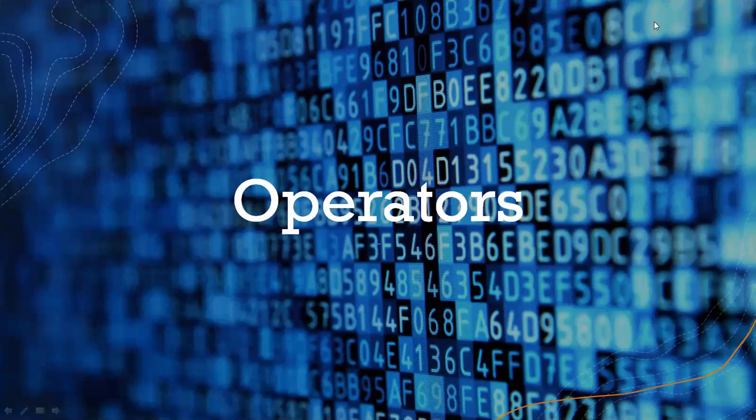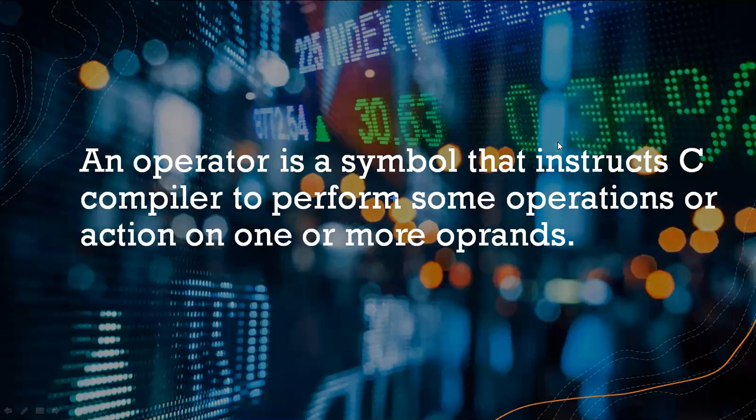Dear students, what topic? Operators. An operator is a symbol that instructs the C compiler to perform some operations or action on one or more operands. Operators are used in a program to manipulate data and variables.